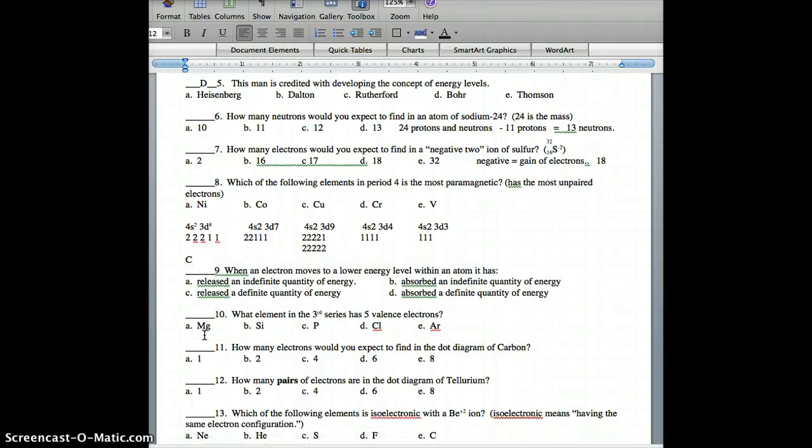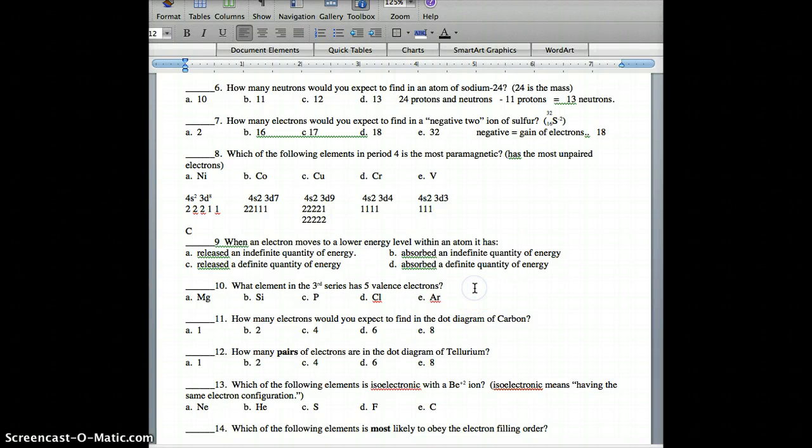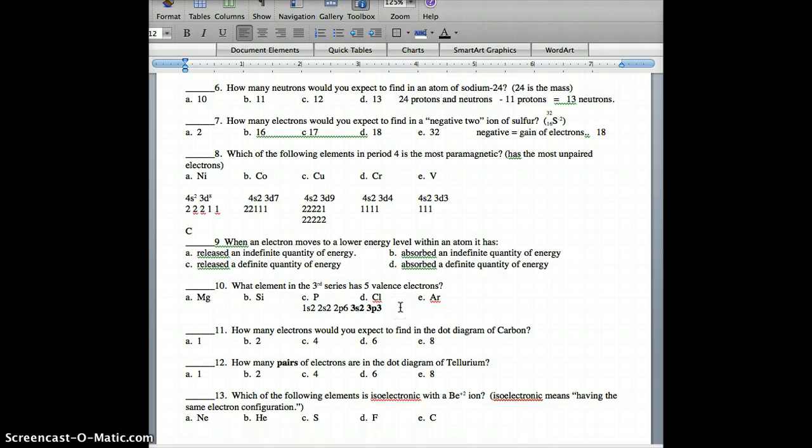All right, number 10, the element in the 3rd series that has 5 valence electrons. Instead of writing all these configurations, I'm going to write the configuration for the correct answer, and you can try the ones for the incorrect ones if you'd like. But phosphorus is 1s2, 2s2, 2p6, 3s2, 3p3. Okay, so the 5 valence electrons show up in the S and the P sublevel of phosphorus. The S and the P.